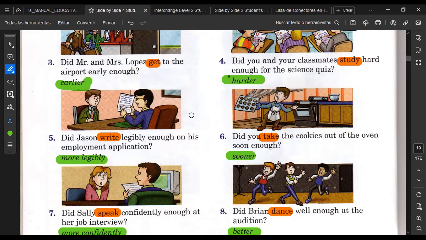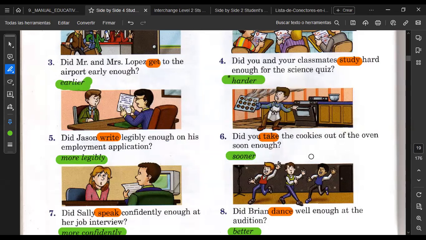Okay. Finish. Okay, es Milagros. Yes, I did the number five and the number eight. Okay, can you help us with the number five? Okay, the answer for number five. The question is, did Jason write legibly enough on his employment application? No, he didn't. The answer is no, he didn't. He should have written more legibly. Excellent. On his employment application.